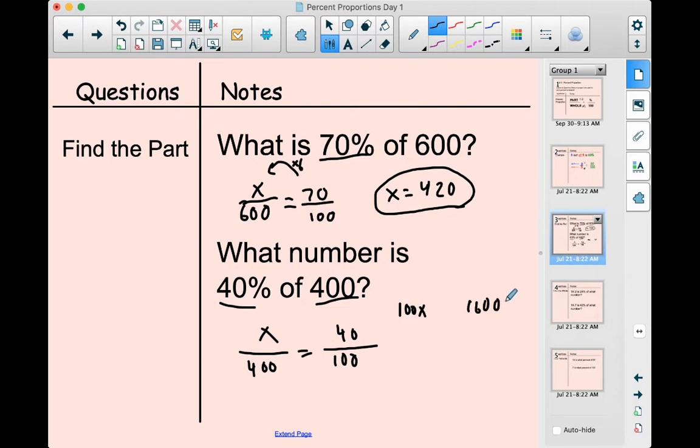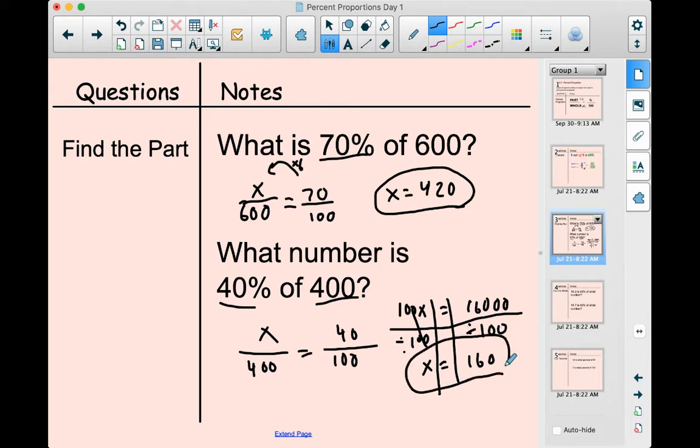Because that is a proportion, those numbers are equal. We can then use our equation solving skills to solve for x, divide by 100, which means I'm getting rid of 2 zeros over there. And I get 160. So that is my proportion. That means 160 is 40% of 400.